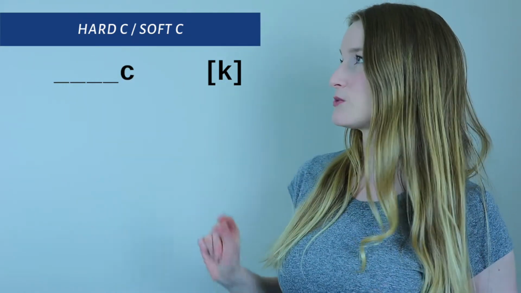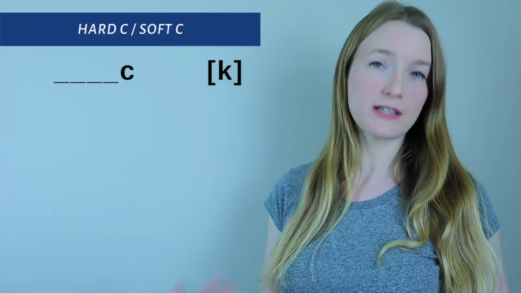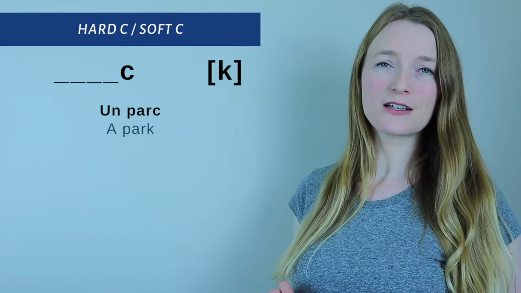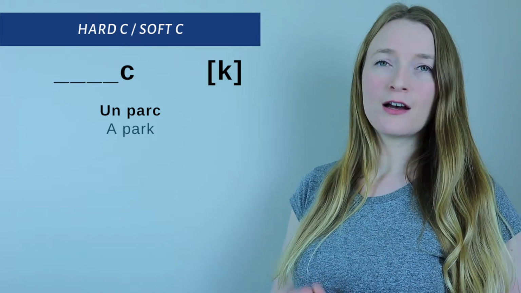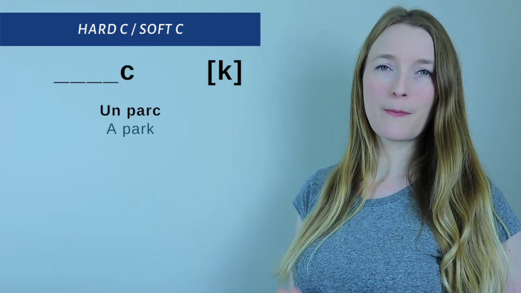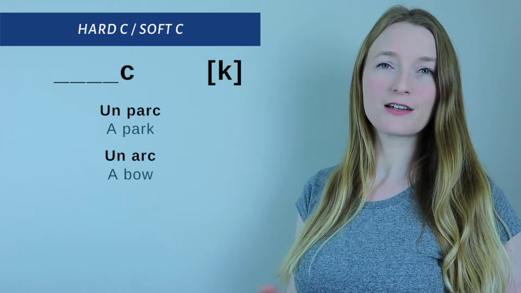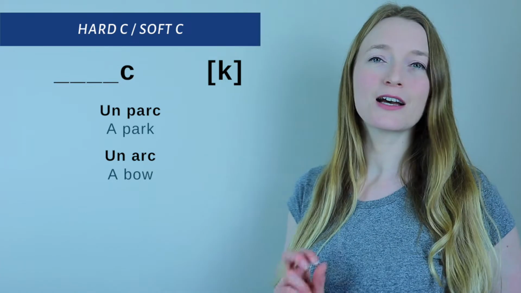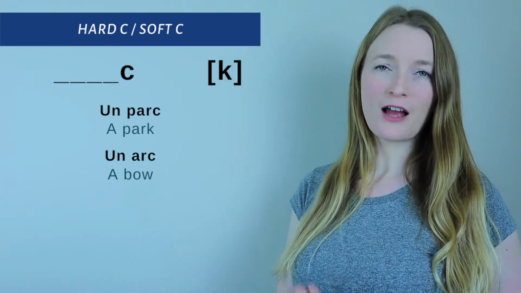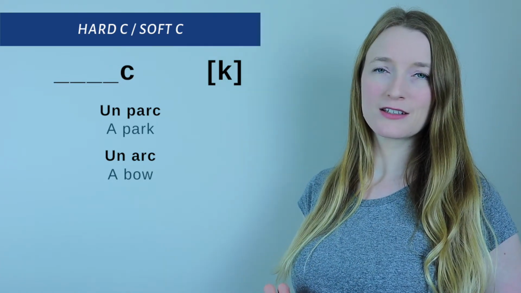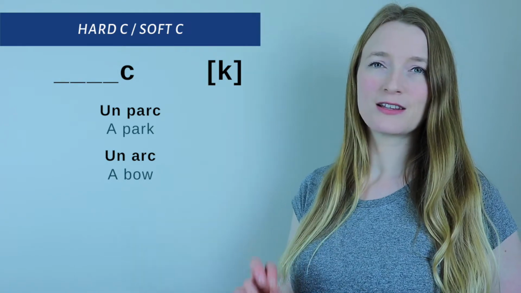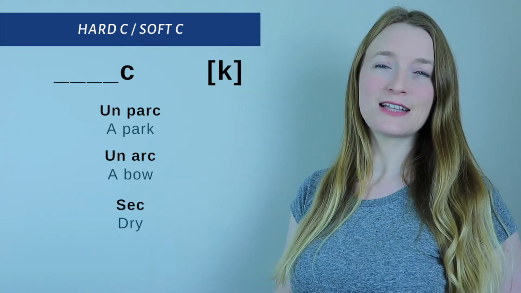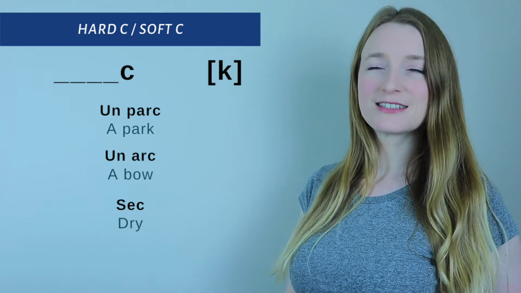The next one is when the C at the end is pronounced. We have un parc, un parc, parc, k, k, okay? Un arc, un arc. And the last one, sec, sec.